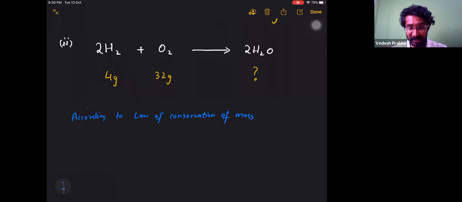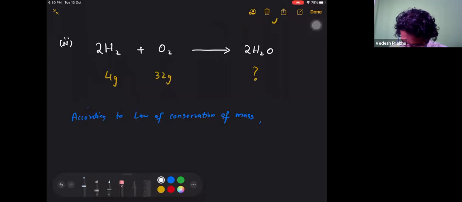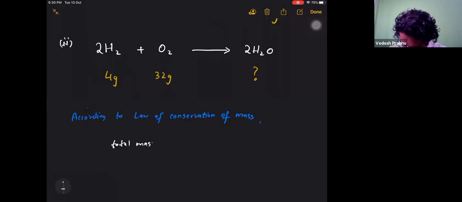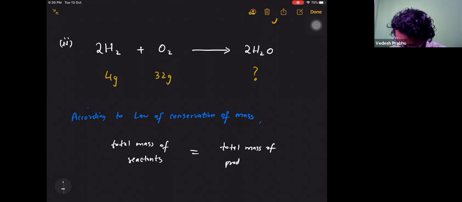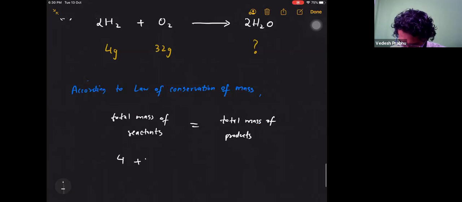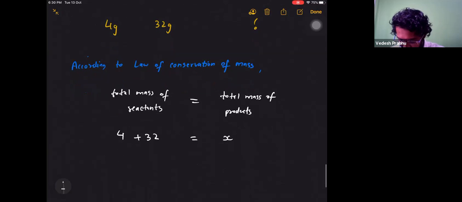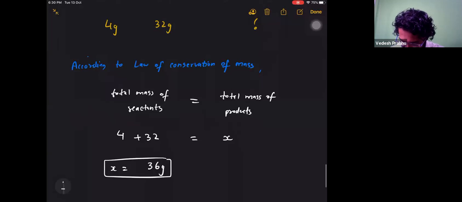According to the law of conservation of mass, the total mass of reactants is equal to the total mass of products. So what is the total mass of reactants? That is 4 plus 32, which is equal to x. So what will be my x? x will be 36 gram, that's all. So this is your law of conservation of mass.